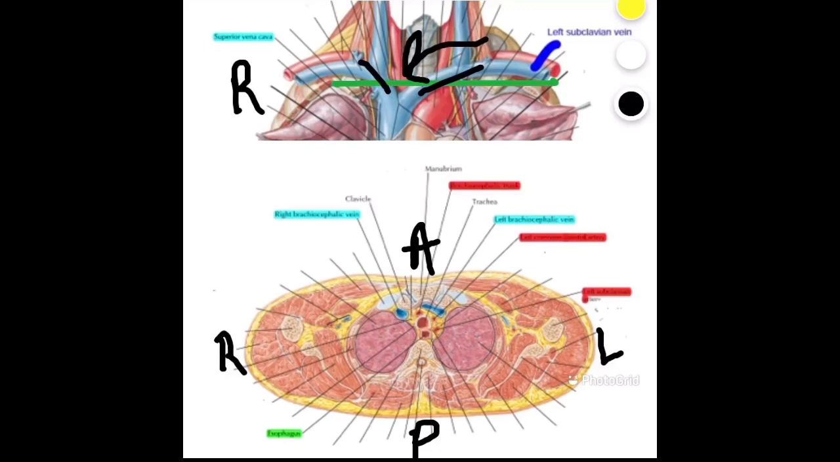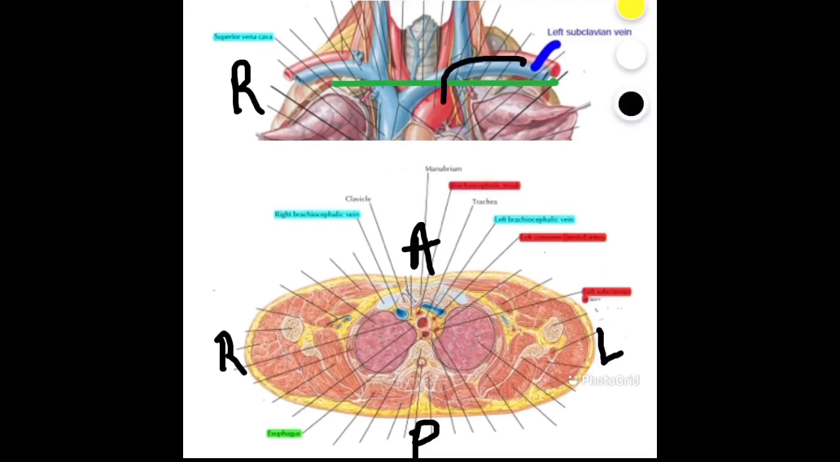So you can see the green line that I've drawn over here, the section which is corresponding to the lower image. You can see over here that we are above the arch of aorta. This is the arch of aorta, right? So we are above the arch of aorta. Above the arch of aorta will be the branches which the arch of aorta gives, right? So what does it give?